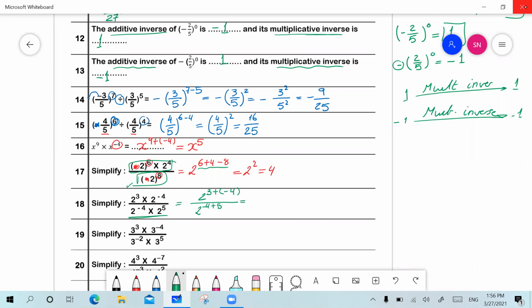Okay, so now I'm going to have 2 to the power of negative 1 and 2 to the power of 1. So now I am dividing, so I have 2 to the power of negative 1 minus 1. This is equal to 2 to the power of negative 2. Since I have a negative power, I flip it and it becomes 1 over 2 to the power of 2, so it is 1 over 4. Thank you dear. Good.